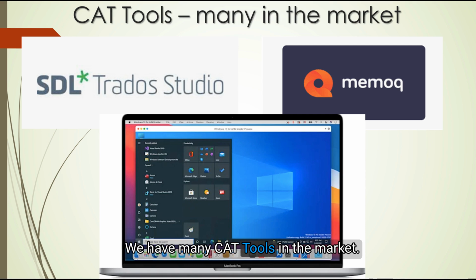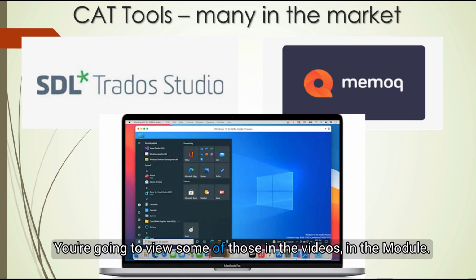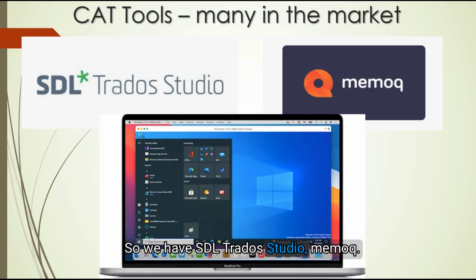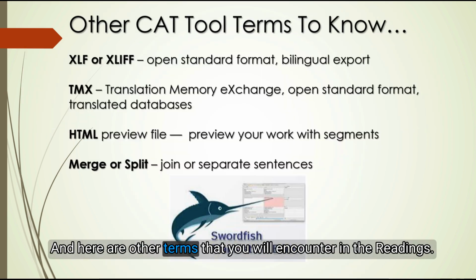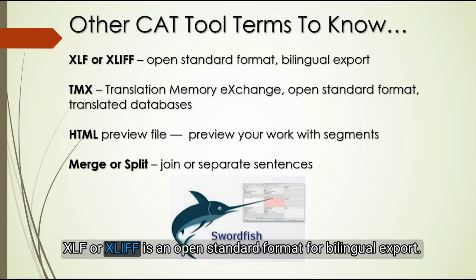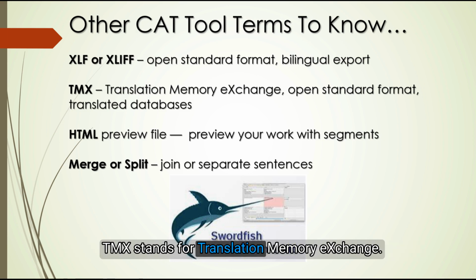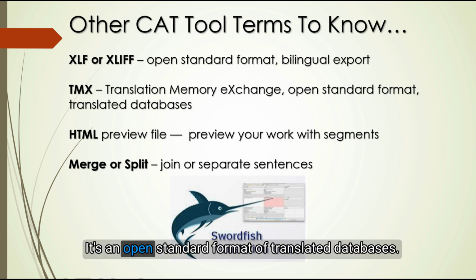We have many CAT tools in the market. You're going to view some of those in the videos in the module. So we have SDL Trados Studio, MemoQ, and here are other terms that you will encounter in the readings. XLF or XLIFF is an open standard format for bilingual export. TMX stands for Translation Memory Exchange. It's an open standard format of translated databases.